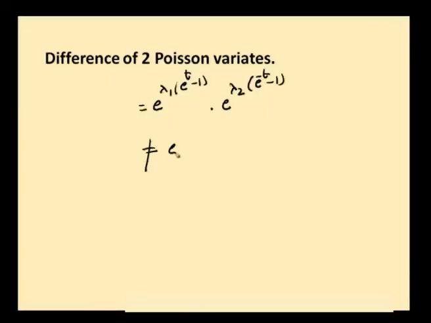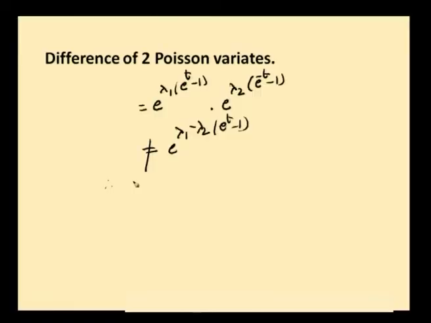This is not in the format of e power lambda 1 minus lambda 2 into e power t minus 1, you can't write. And so this is not the MGF of the random variable x1 minus x2, and since it is not the MGF, the random variable x1 minus x2 is not a Poisson random variable. Therefore, the difference of two Poisson random variables is not a Poisson distribution, even if the parameter is, as you say, lambda 1 minus lambda 2.